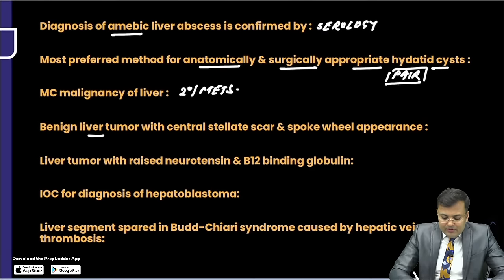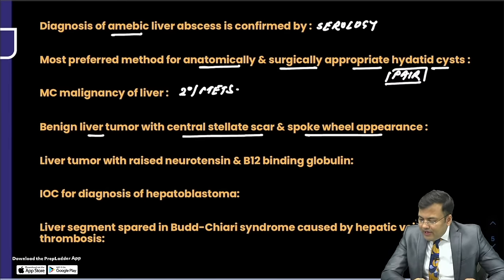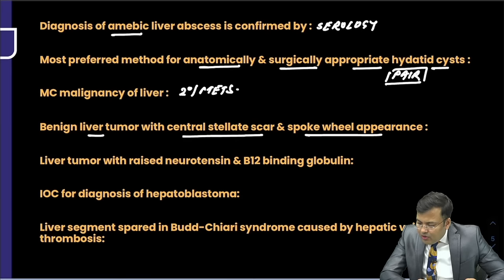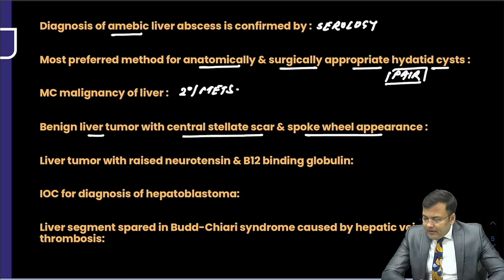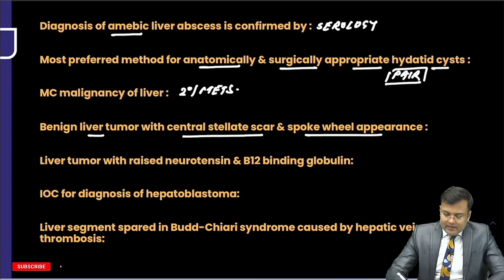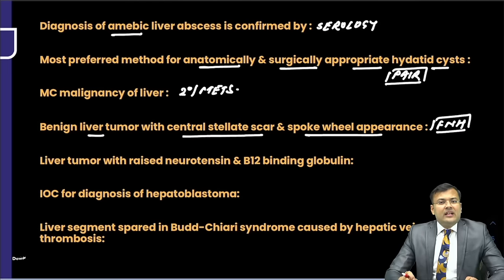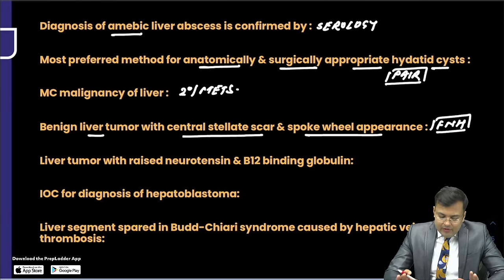Benign liver tumor with central stellate scar and spoke wheel appearance. Yes, Chirag Gohel. Very good. Shrimai Patil, all of you are correct. It is FNH, focal nodular hyperplasia. There is central stellate scar and there is spoke wheel appearance.